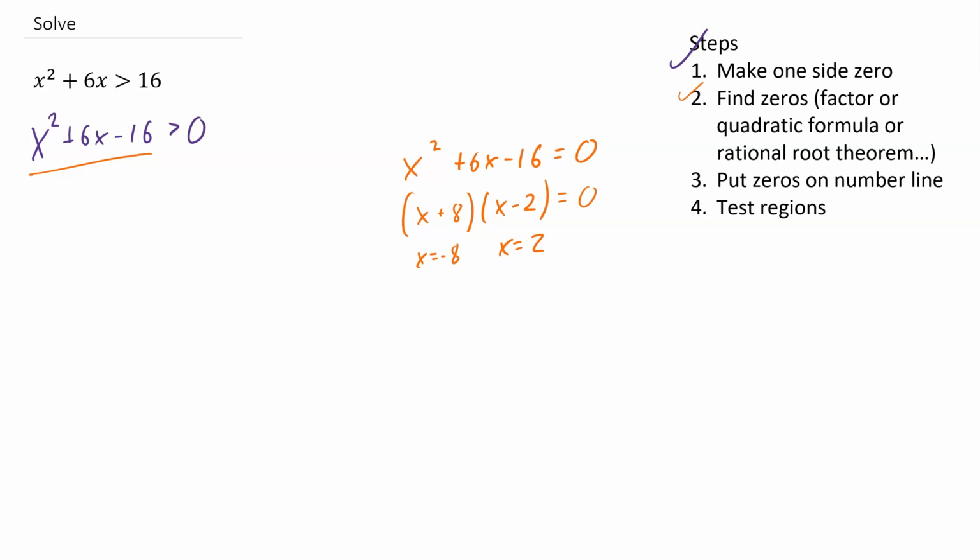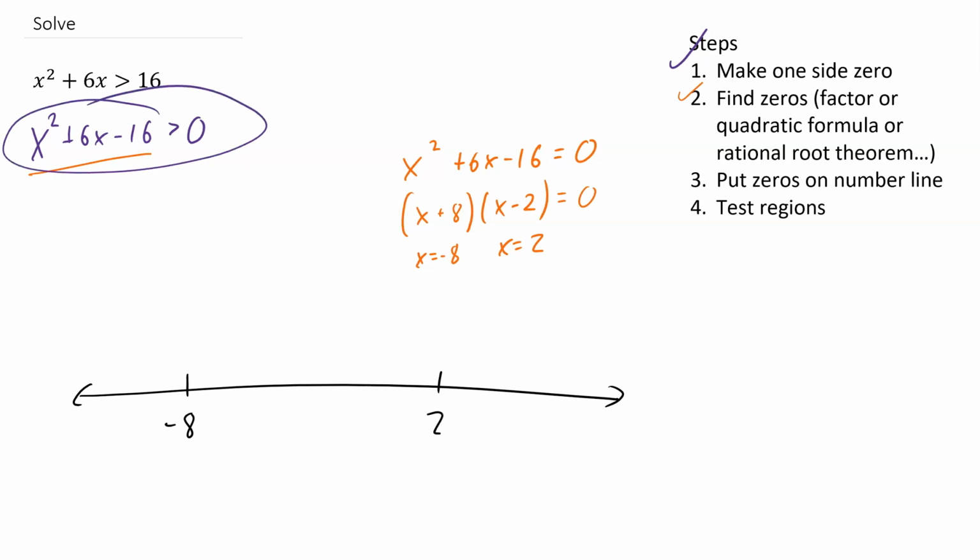I take those numbers and I put them on a number line. -8 and 2 are on a number line. Now those are spots that I know definitely don't work in this inequality because they would make the left side 0, and 0 greater than 0, that's not true. So I'm going to put open circles there.